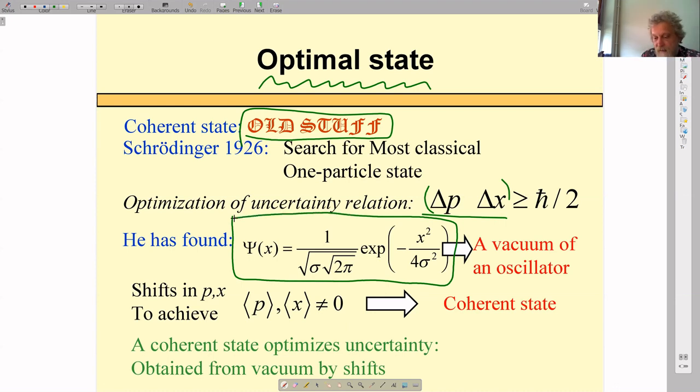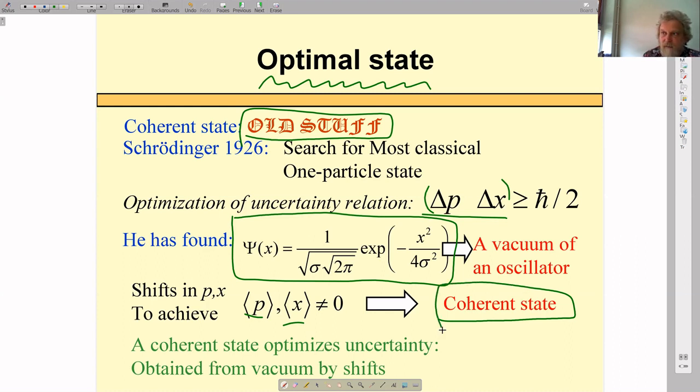And if you look at it, we can recall that this is eventually a vacuum state of an oscillator. This was a particular state where averages of momentum and the coordinate were zero. Suppose they're non-zero. One can write it the same and get a similar formula with shifted x and shifted momentum, and that is a coherent state, right?